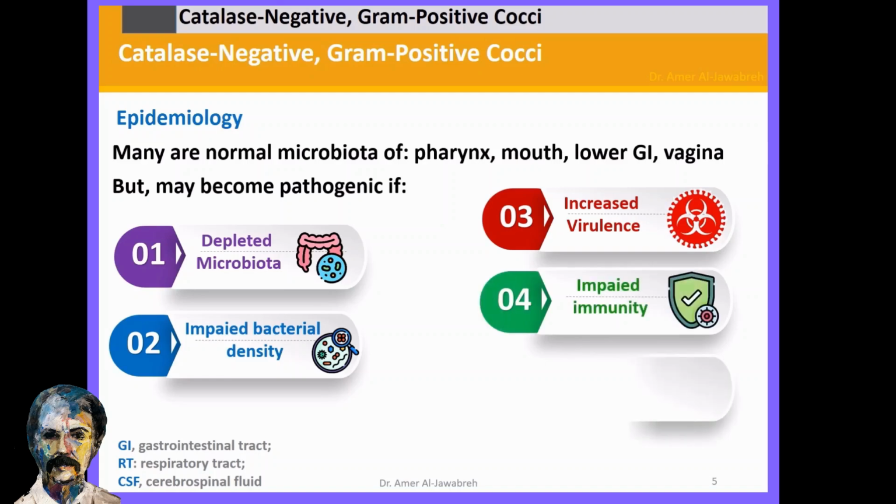Impaired immunity. Normally, as human beings, we have strong immunity. If you get older, then your immune system will become weaker. Then the opportunistic bacteria, the normal flora which we have in our bodies, will become more opportunistic and they will cause problems to you.